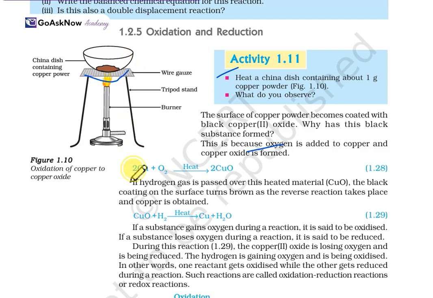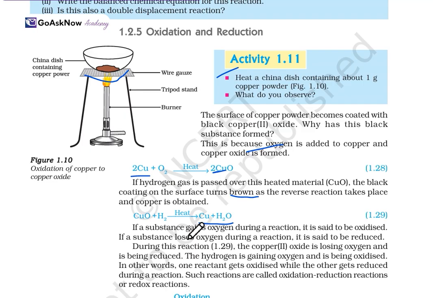So see what the chemical reaction is: 2Cu plus O2, when you are giving heat, forms 2CuO. And if hydrogen gas is passed over the heated material, the black coating of CuO on the surface turns brown, as the reverse reaction takes place and copper is obtained: CuO plus H2 gives Cu plus H2O.